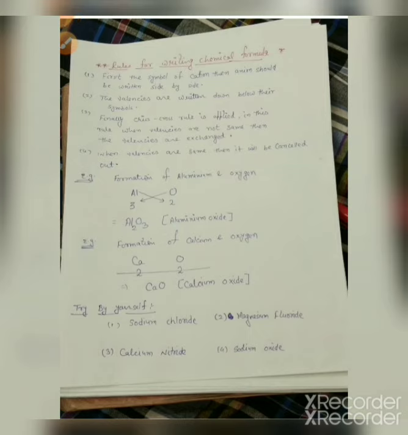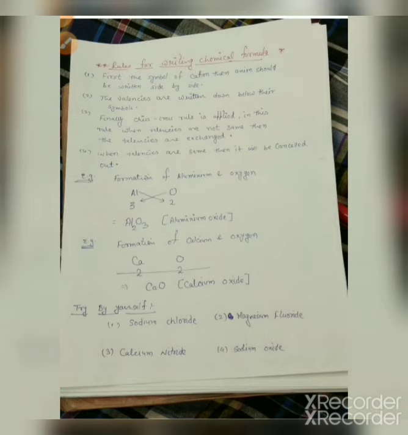Now the rules for writing a chemical formula. First, the symbol of the cation, then the anion, should be written side by side. The valencies are written down below their symbols. And after that, we apply the crisscross rule. In this rule, when valencies are not the same, then the valencies are exchanged. And if valencies are the same, then they will cancel out.